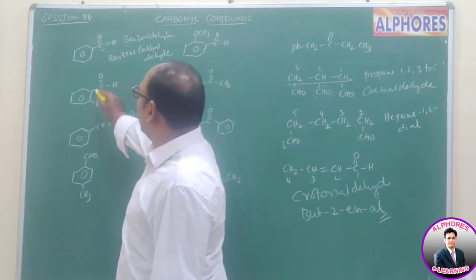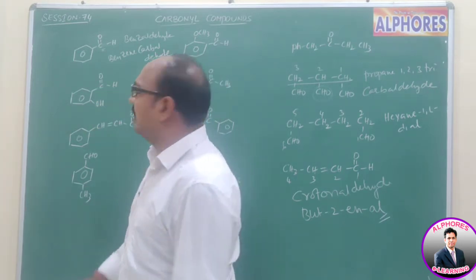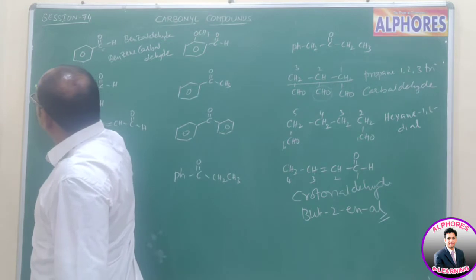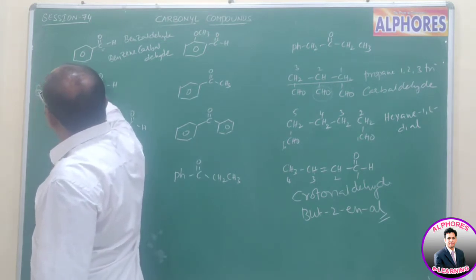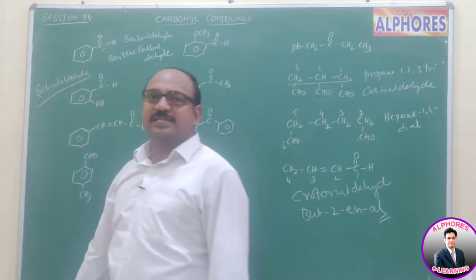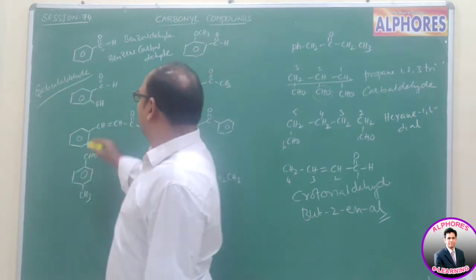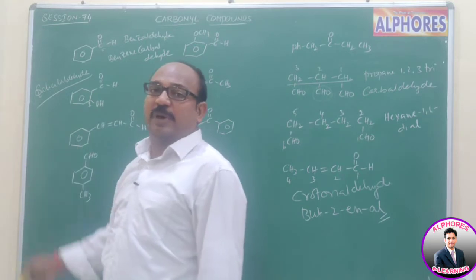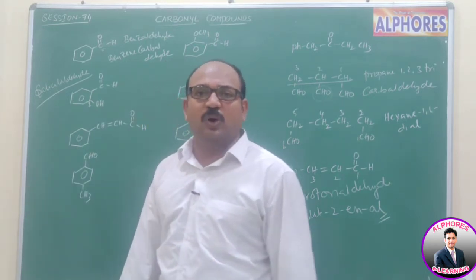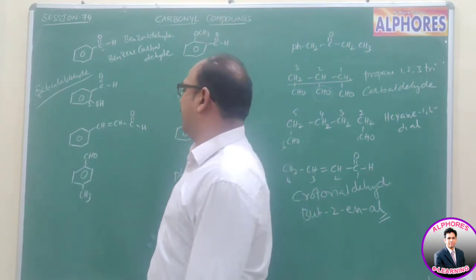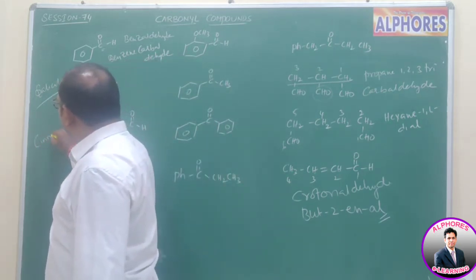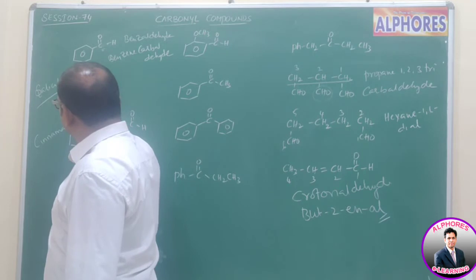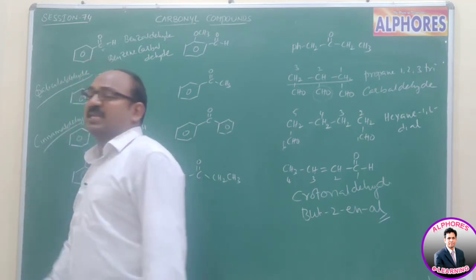And the next one is ortho-hydroxybenzaldehyde, also called salicylaldehyde. The IUPAC name is 2-hydroxybenzene carbaldehyde. Next one, this is cinnamaldehyde. Cinnamaldehyde is the common name.